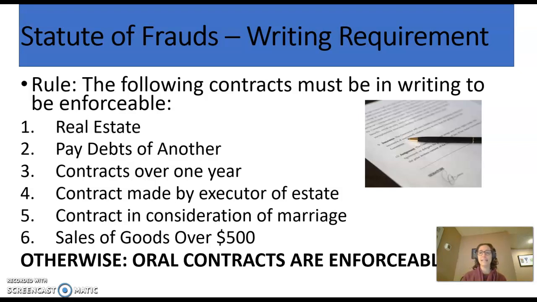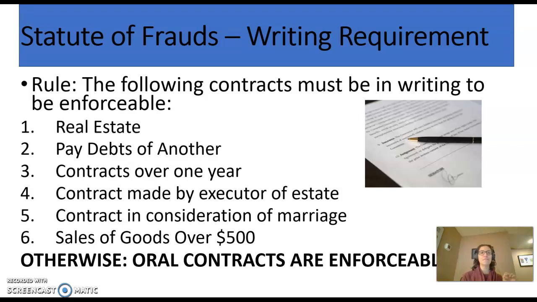Contract to pay the debt of another person. This is what we call a guarantor. If someone has guaranteed a loan, meaning if you take out a loan and the bank has asked for a guarantee, that means somebody else has agreed to pay your debt if you can't. That contract between the guarantor and the bank, or the other way around, has to be in writing.